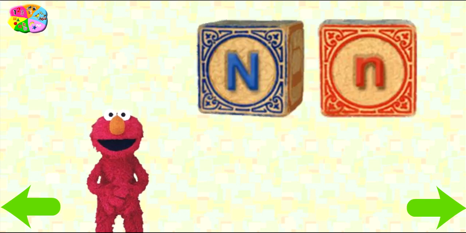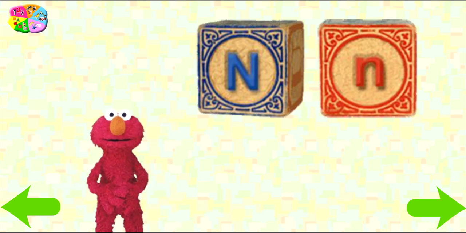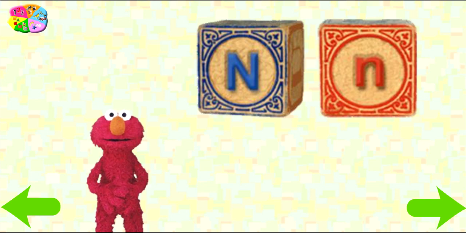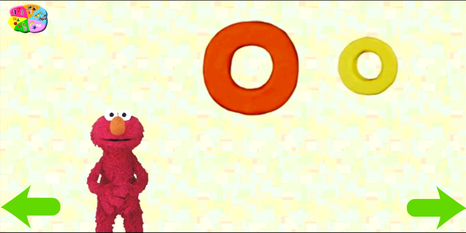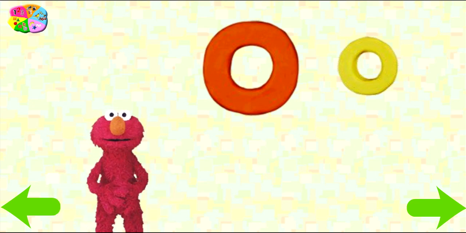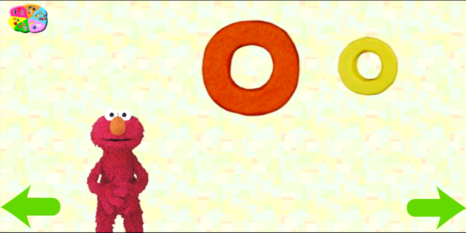Marble. N. That's the next letter of the alphabet. What sound does it make? Na. N. Nail. O. Now, move your star to that letter to see what sound it makes. O.